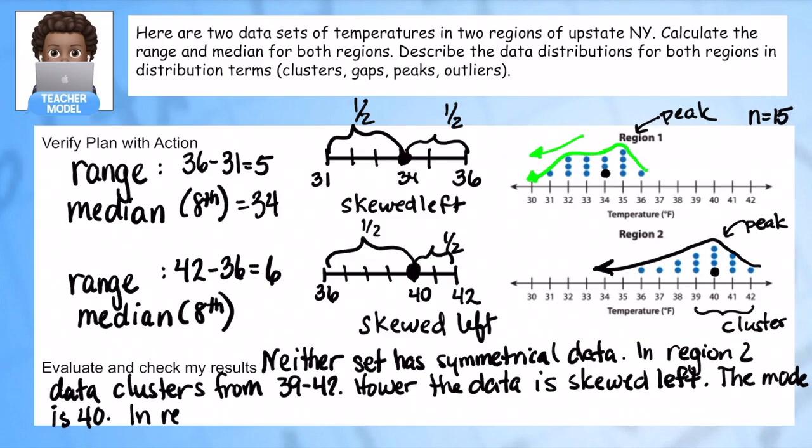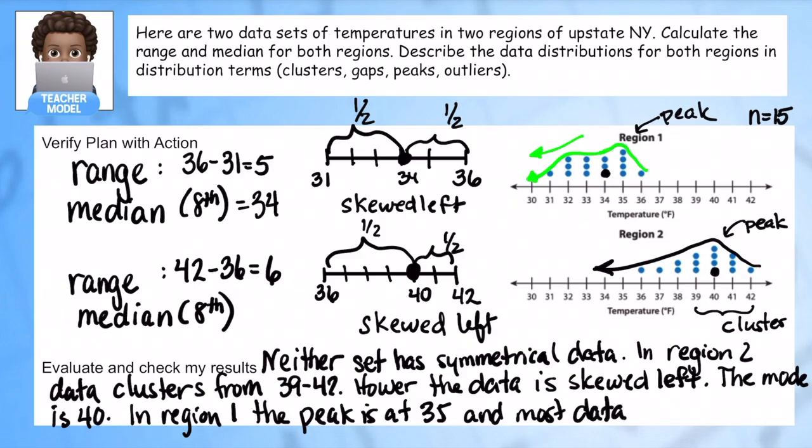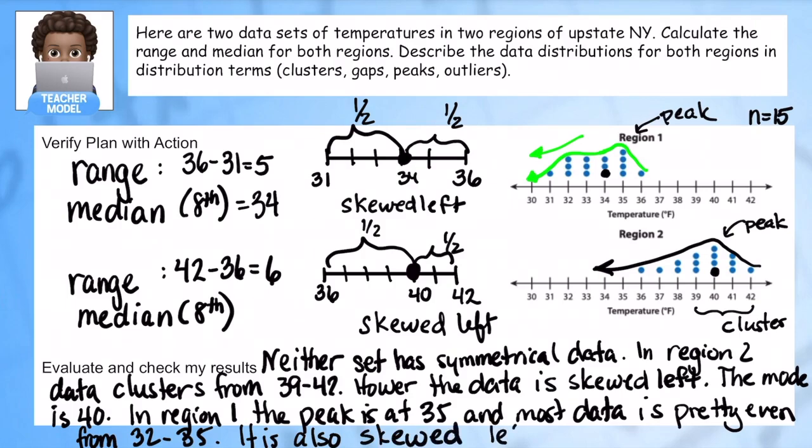In region 1, the peak is at 35, and most data is pretty even from 32 to 35. It is also skewed left. So I just wanted to give some facts, and that's what I did in my explanation.